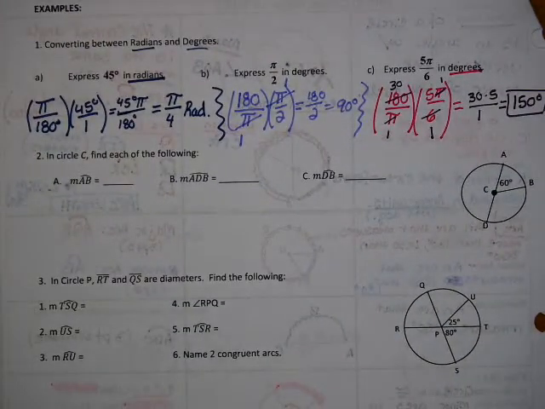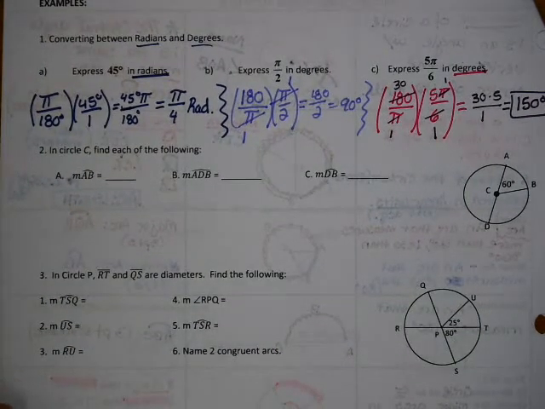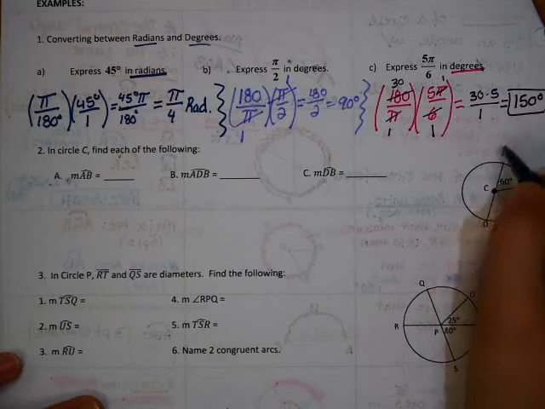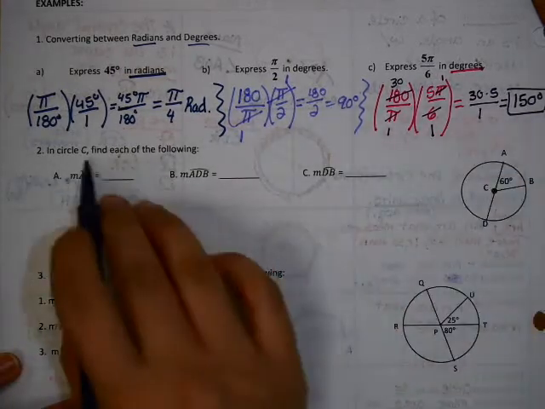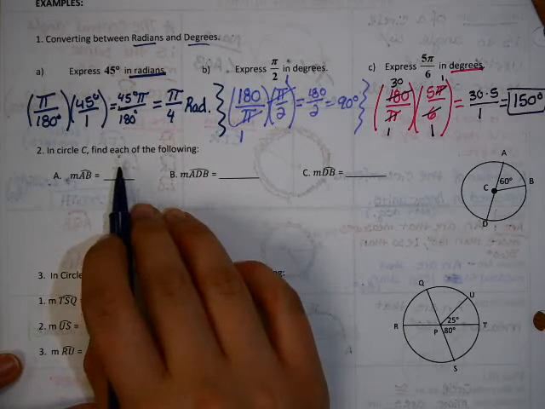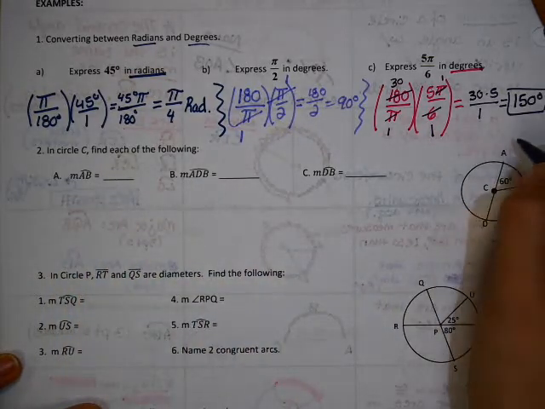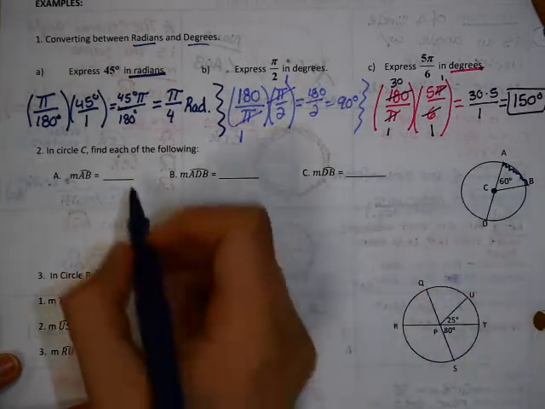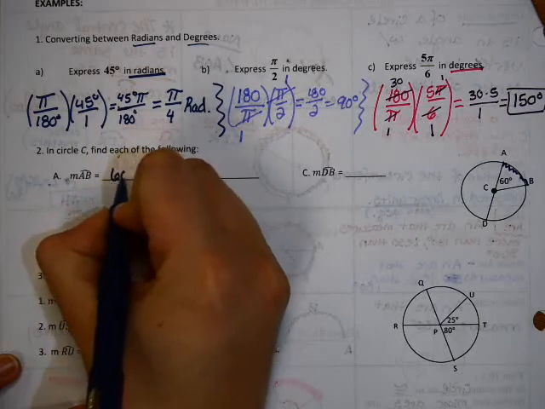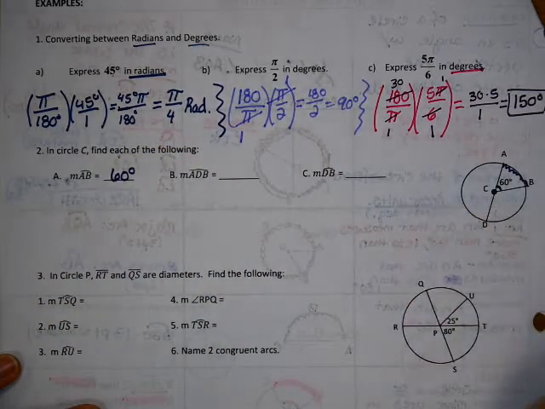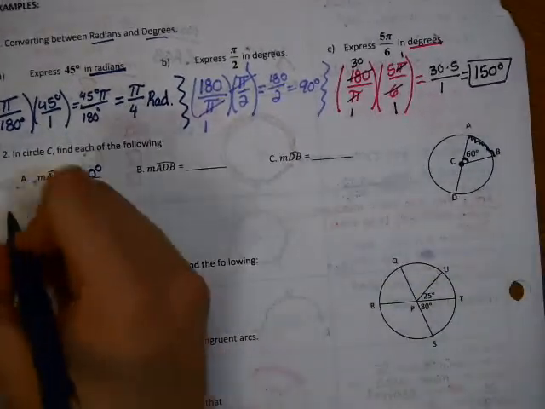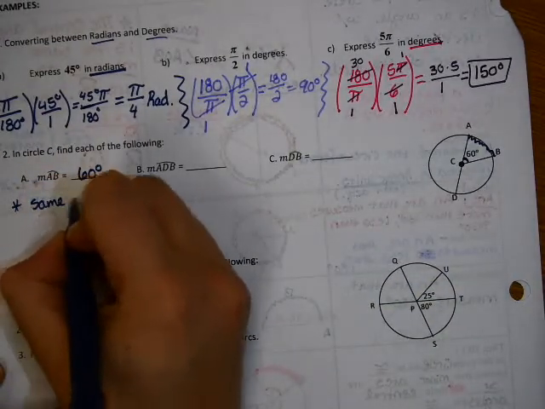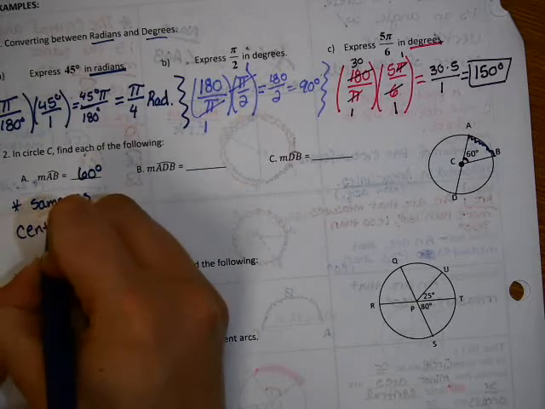All right, let's take a look at my second example. Now we're looking at angle measurements and arc measurements for these next couple examples. So the first one says, in circle C, find each of the following. The first part is find the measure of arc AB. If I want to find the measure of arc AB, that is 60 degrees, because that's the same as the central angle.